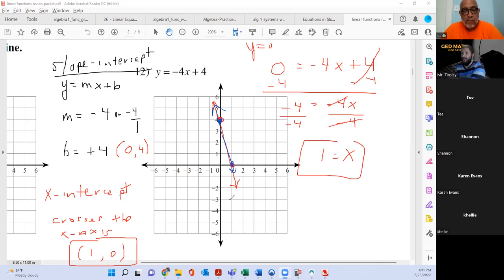Yeah, but the question, Mr. Chinsley, it didn't have the graph for me to go on. You don't have to have the graph. Remember, y is 0. All I did was plug it in.